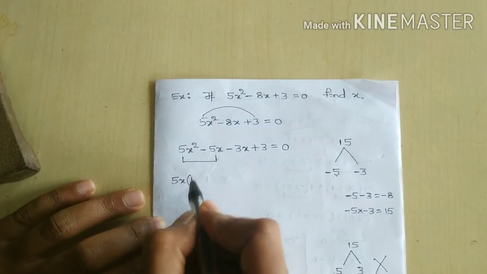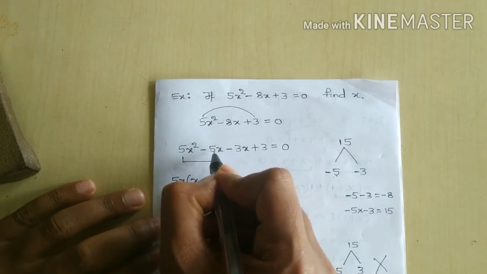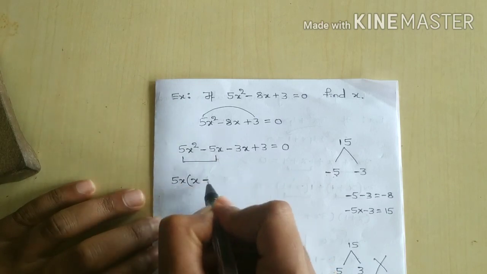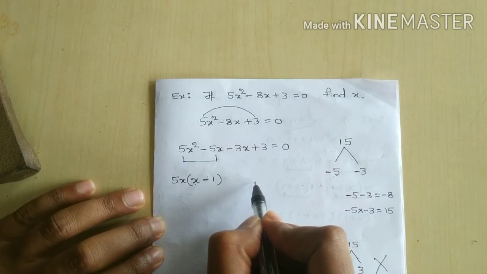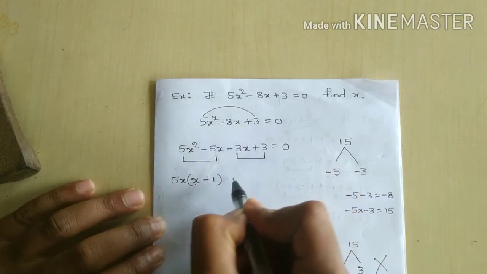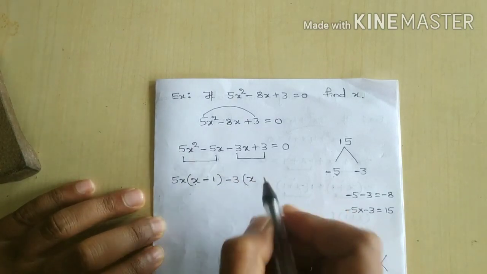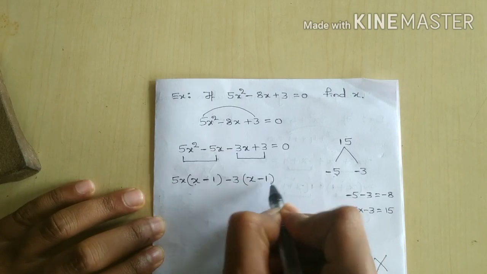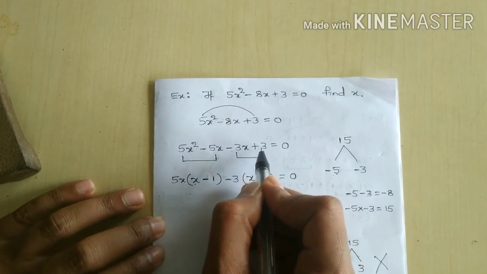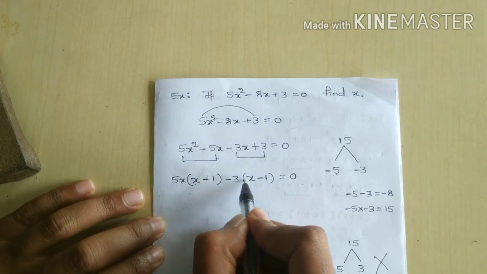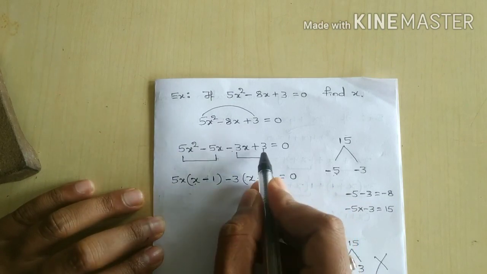Once I take 5x outside, what is the remaining value here? Only x minus, since 5x is already taken outside, the remaining value is 1. Similarly, the same x minus 1 you need to get here also. Therefore, in between these two terms, I am going to take minus 3 common. If I take minus 3 common, the remaining value is x minus 1 equals 0. Why minus 1 here? Because once you open the bracket, you need to get minus 3x plus 3. See, minus into plus is minus, 3 into x is 3x. Minus into minus is plus, 3 into 1 is 3.